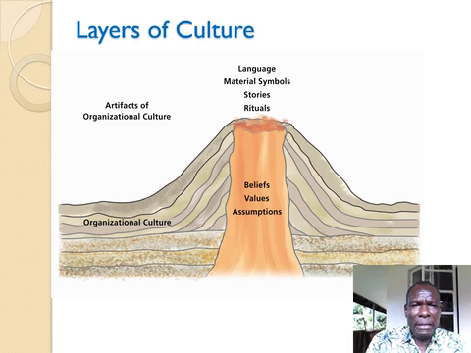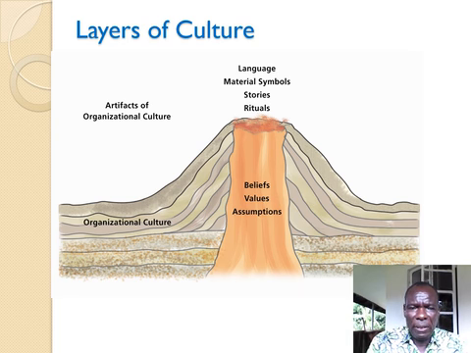So how does culture present itself? The layers of culture. This illustration here is an illustration of a volcanic mountain, how magma comes out of the heart of the earth, and then it pours out to form the volcanic mountain. But this illustration is also good for culture because culture has layers and it has roots.